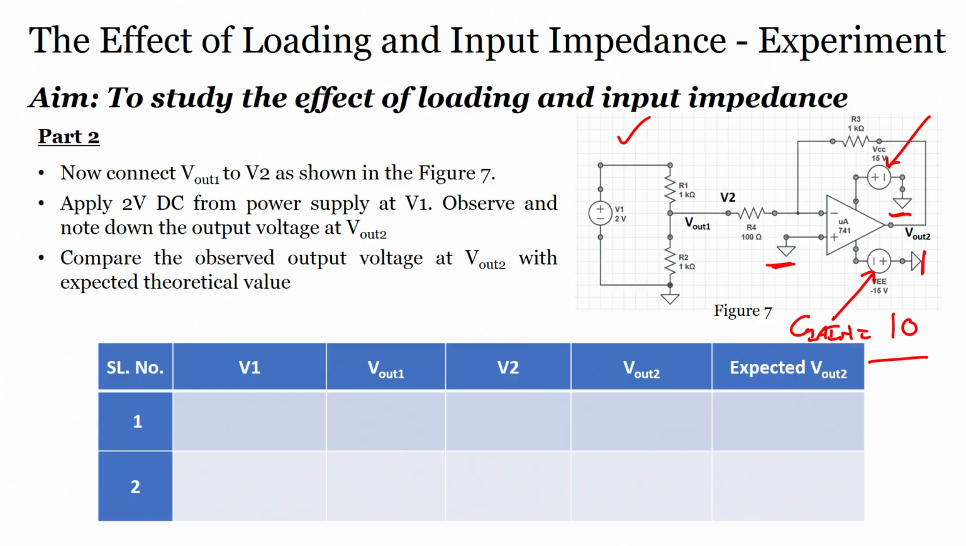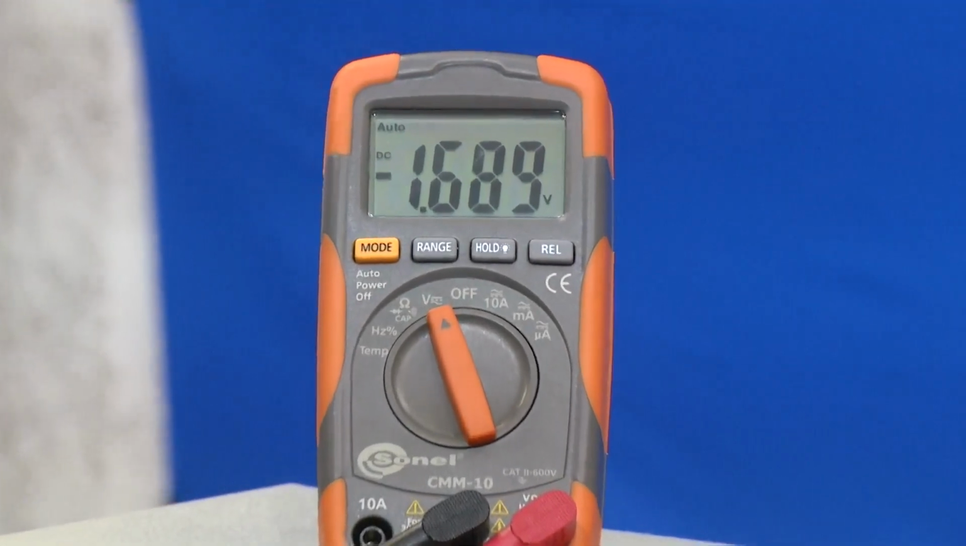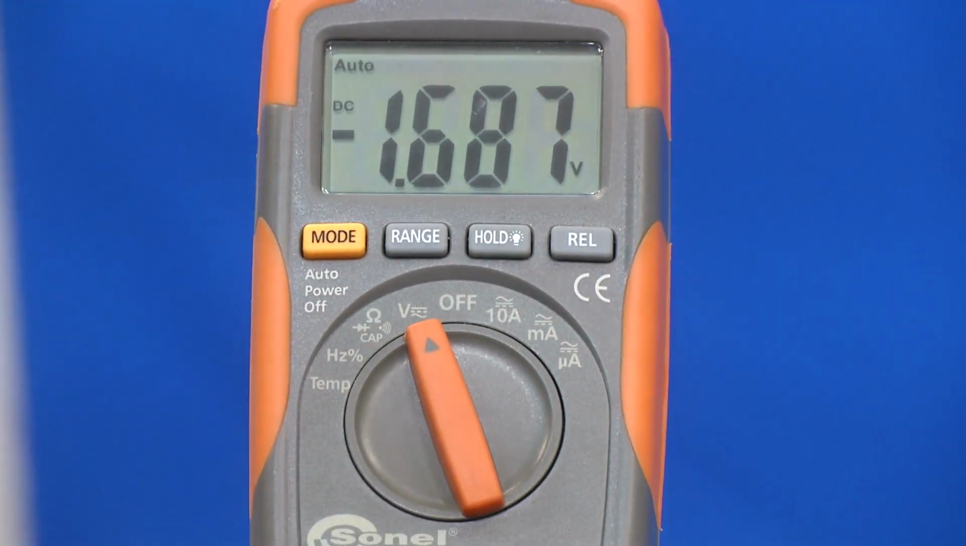I do not know, we may not see, because 2 volts will give us 1 volt at the output and 1 volt when we have a gain of 10. So, our output should be minus 10, right. We will not see clipping, because 2 volts is not given to the inverting amplifier, 2 volts is given to the potential divider, and what we see is minus 1.689 volts.